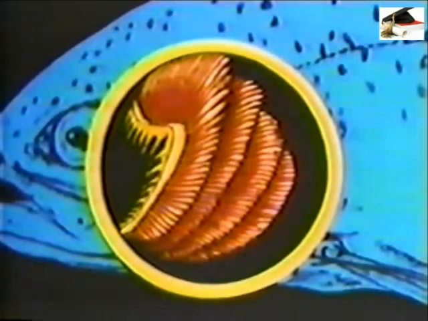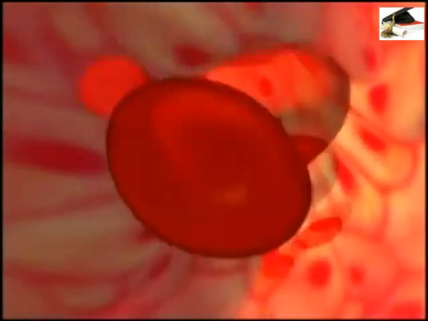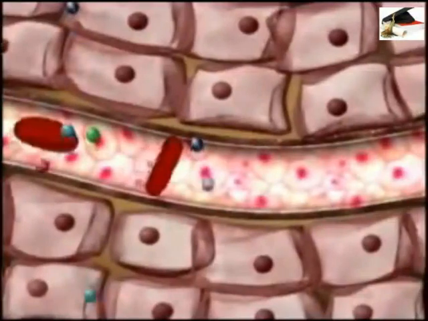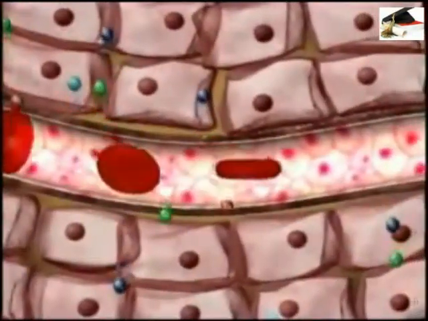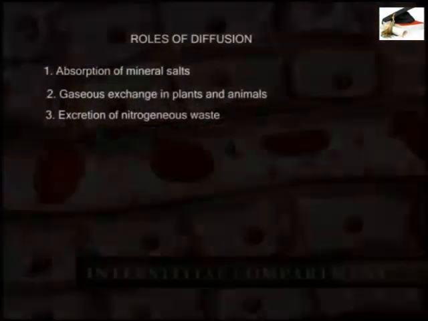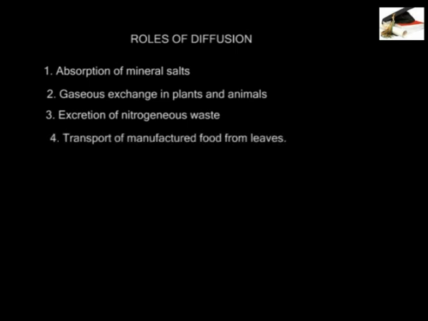These include the gills, the skin, the tracheal system, and the lungs. The structures provide large surfaces for gaseous exchange. In animals where blood is used for transport, respiratory gases, that is oxygen and carbon dioxide, move in and out of the body tissues by diffusion. Excretion of nitrogenous waste is another process that occurs through diffusion. And also, diffusion is one of the mechanisms involved in the transport of manufactured food from leaves to other parts of the plants.